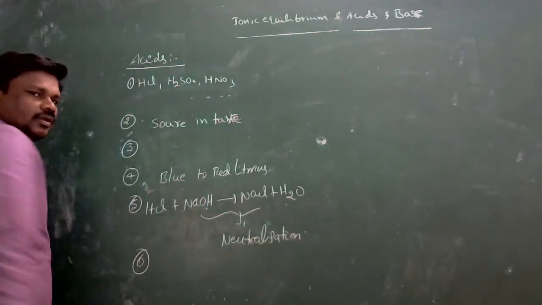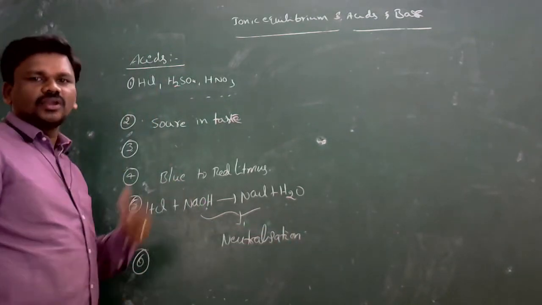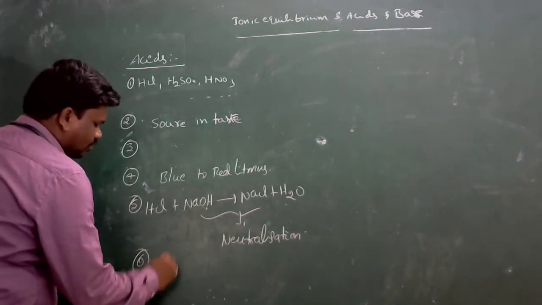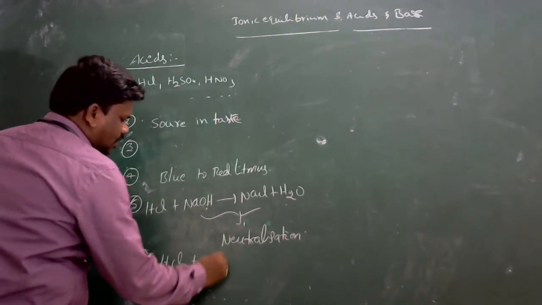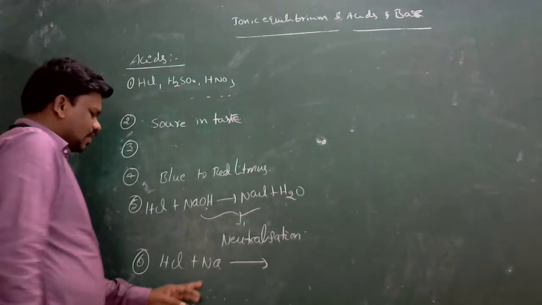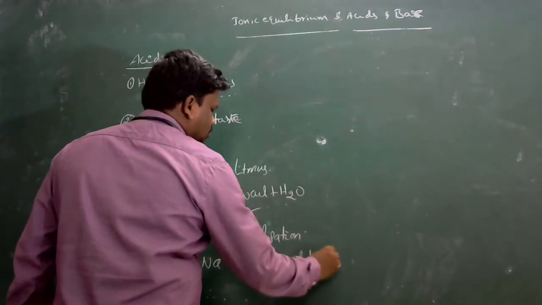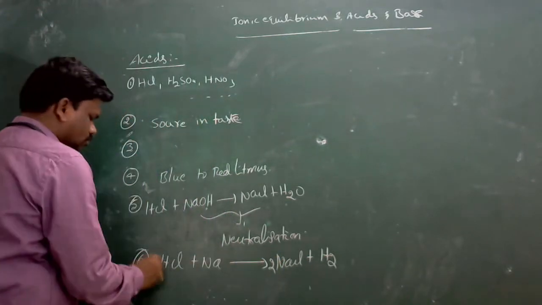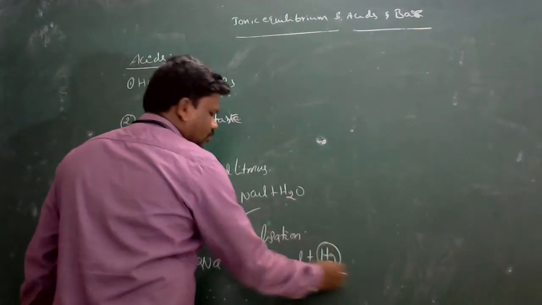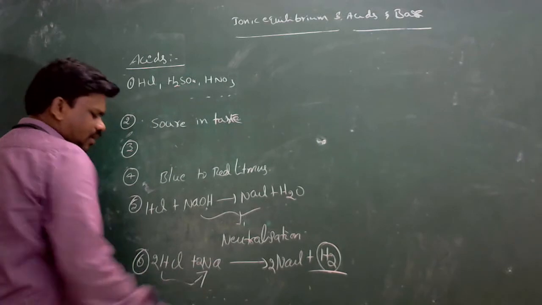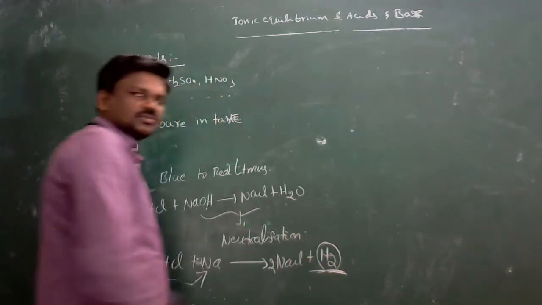Another one, acids react with metals to liberate hydrogen. For example, an acid reacts with a metal like sodium to give NaCl and H2. That means acids react with metals to liberate hydrogen gas.